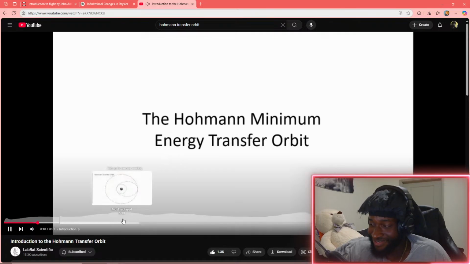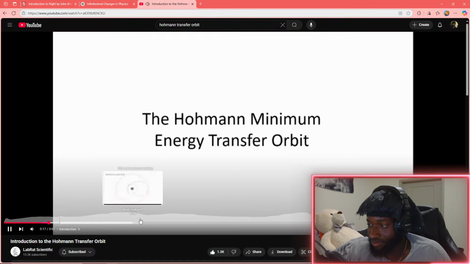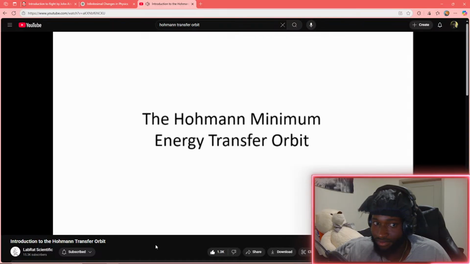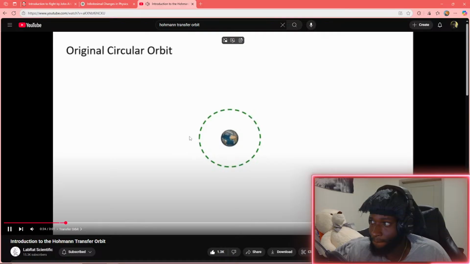To another higher orbit to make a rendezvous with something like the space station. To do this, we'll use the Hohmann minimum energy transfer orbit. What do I mean by a transfer trajectory?